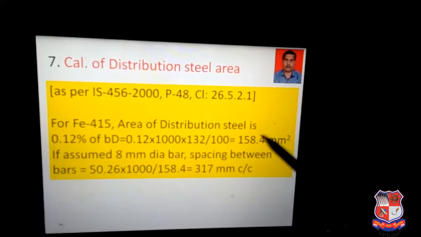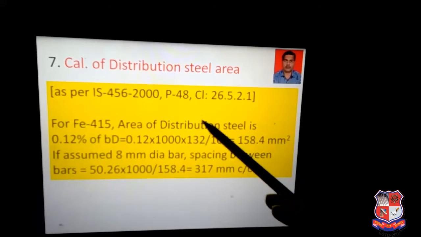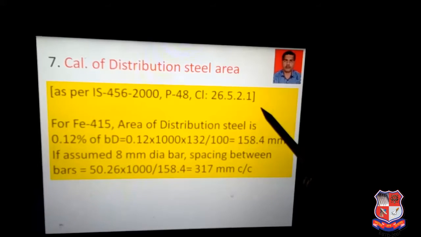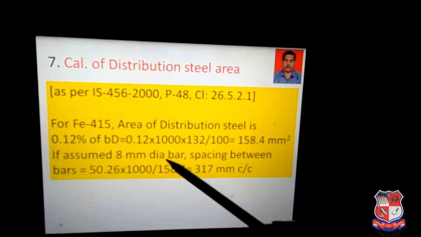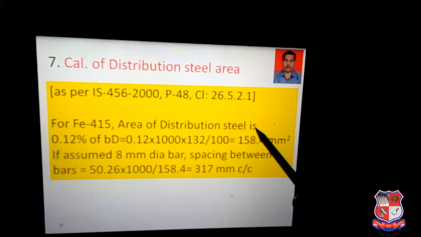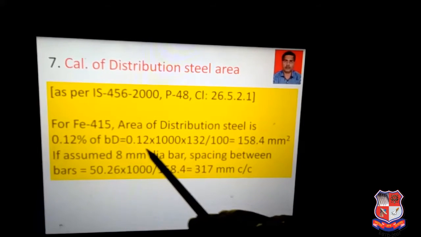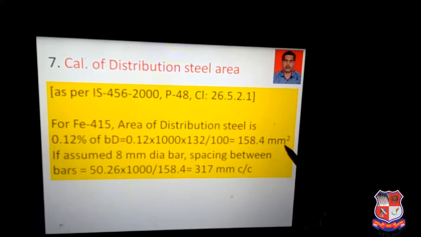Now the next steel required is the calculation of distribution steel area. So as per IS 456:2000 page 48 clause 26.5.2.1, for Fe 415 steel type, the area of distribution steel is again 0.12% of b times capital D. So this comes 158 millimeters square.